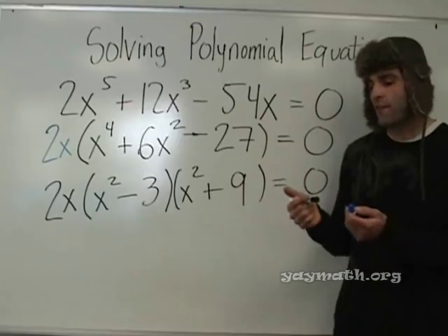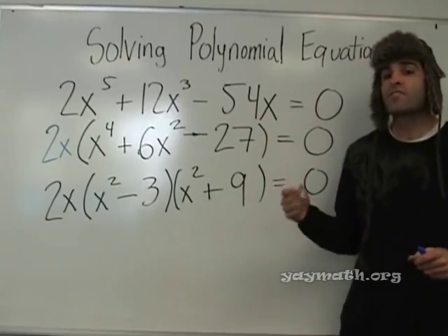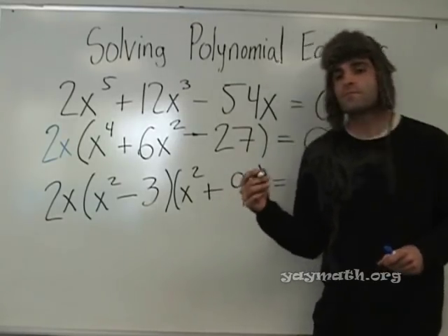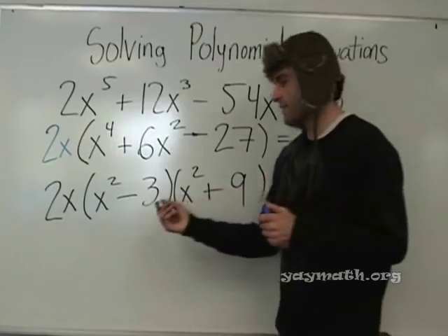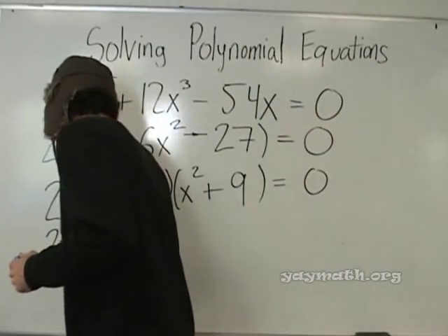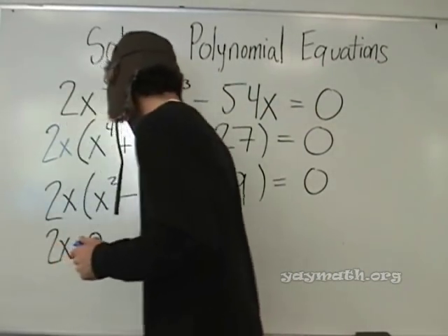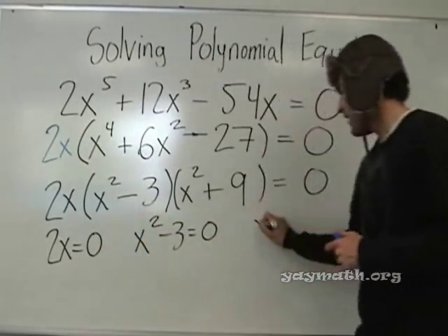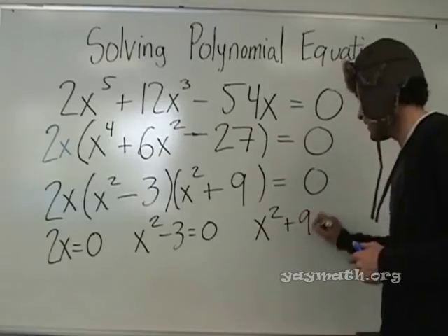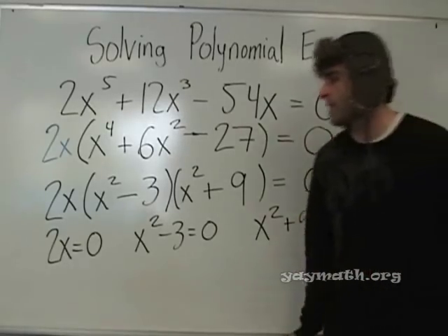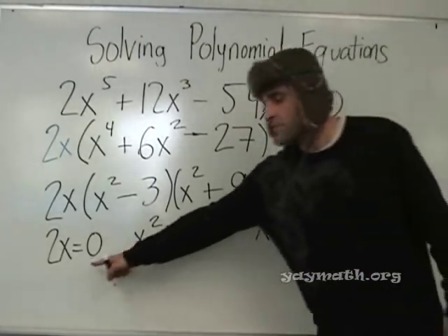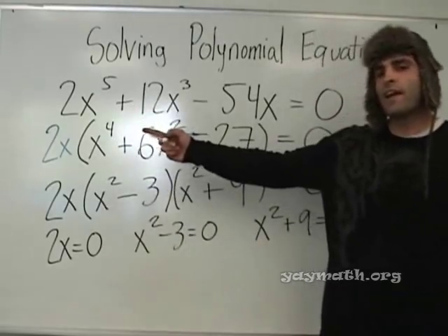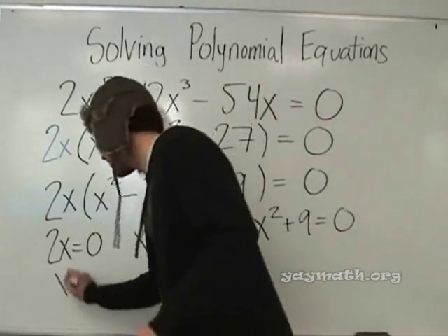So we have 3 factors. What do we do with each of the factors? Solve by doing what? By setting to zero. Setting 0, correct. All right, let's bring it home. 2x equals 0. X squared minus 3 equals 0. X squared plus 9 equals 0. All right, first solution, divide both sides by 2. X equals 0 is one solution.